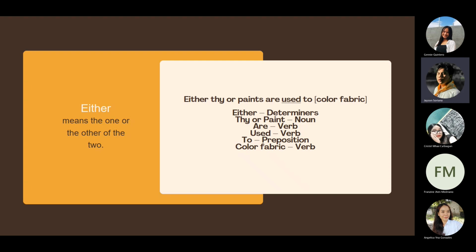So we have either. Either means the one or the other of the two. For example, either dye or paints are used to color fabric. Either is a determiner, dye or paint is a noun, or is a conjunction, use is a verb, to is a preposition, color fabric is a verb.